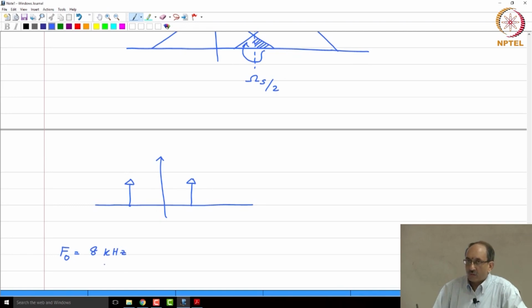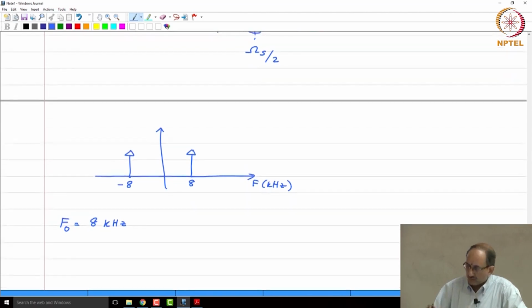If I did not want aliasing, I need to sample at least at twice the highest frequency. Therefore, I need to sample it at 16 kilohertz or beyond if I did not want aliasing. Therefore, this is minus 8 and plus 8. So, this is f and this is now in kilohertz. So, now in this example I am showing the frequency axis in terms of hertz, which is nothing but omega by 2 pi, for ease of calculation and reference.